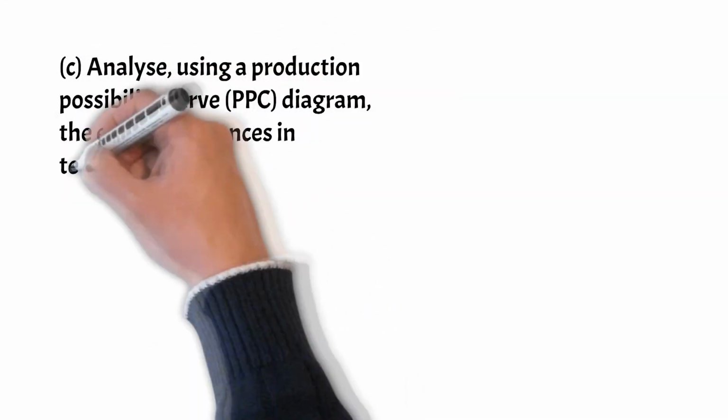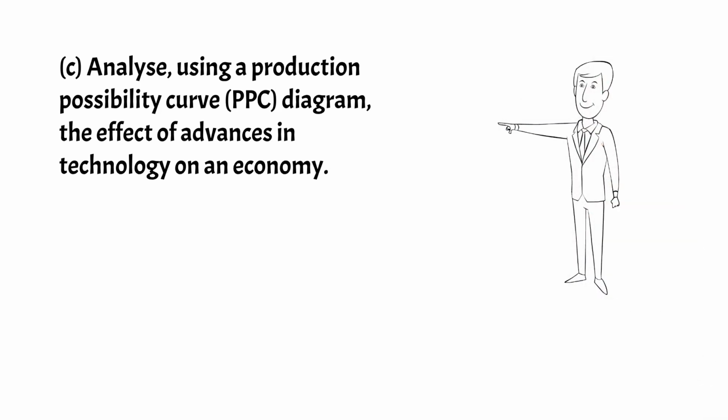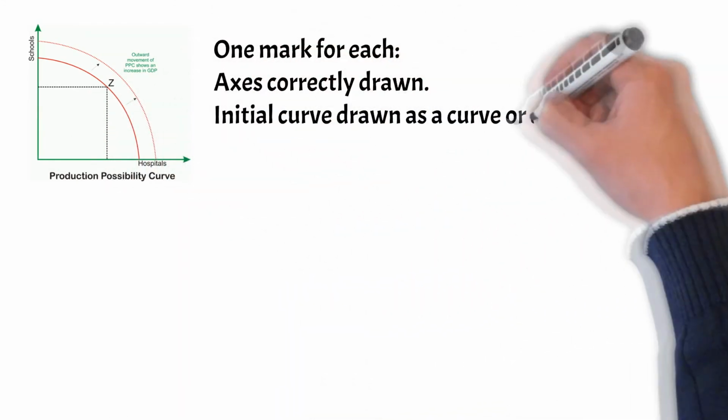Next question, analyze, using a production possibility curve diagram, the effect of advances in technology on an economy. Remember, as well as the general analysis here, you must draw a diagram. You get 1 mark for each of the following.